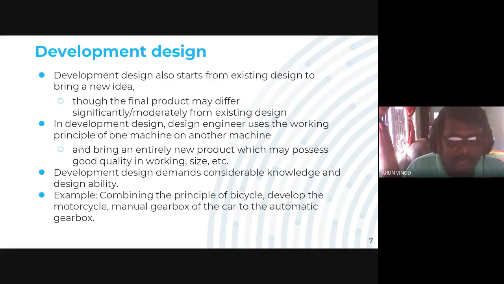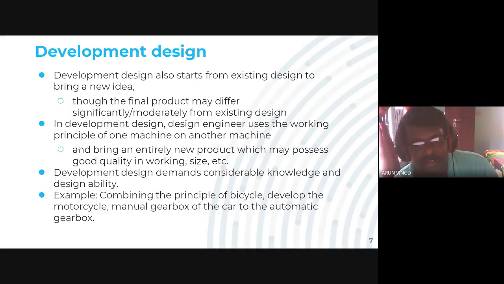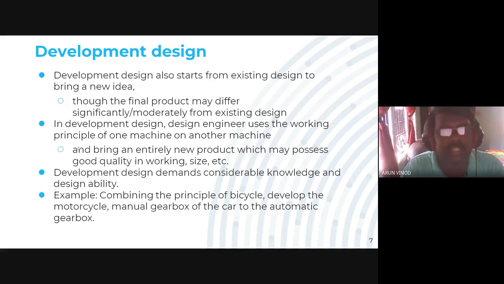Example is here, combining the principle of bicycle to a next level of bicycle, then developing motorcycle, maybe with different kind of disc. So many things are there. Manual gearbox of the car to be automatic, right? So the gearbox of the manual is converted to automatic. So such changes are there. All these are coming under development design.